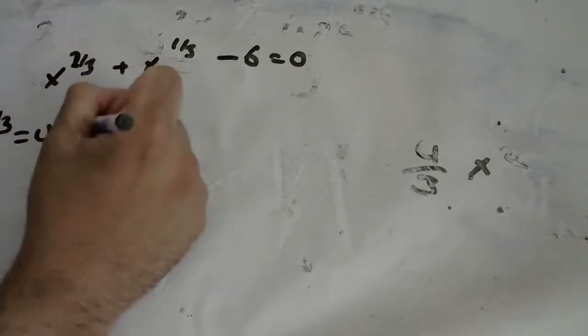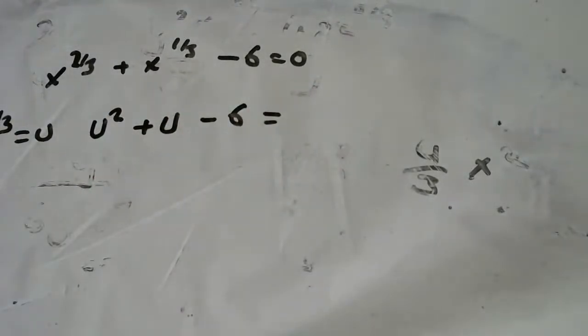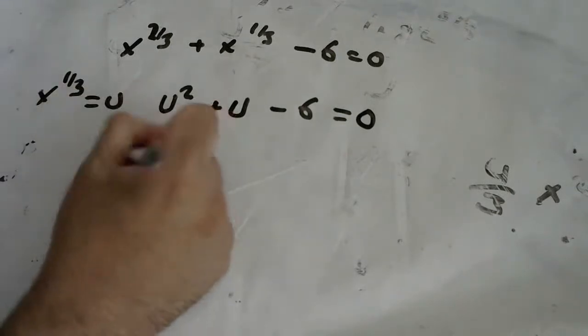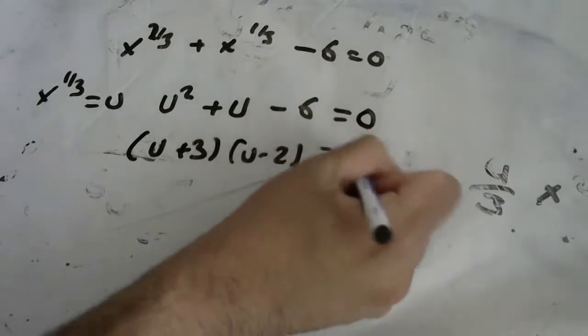Then by indices, that's u squared. That's just u. And that's -6. And that now equals 0. And that's just a very, very simple quadratic. So what you're going to get is obviously u plus 3, u minus 2 is your factorization.